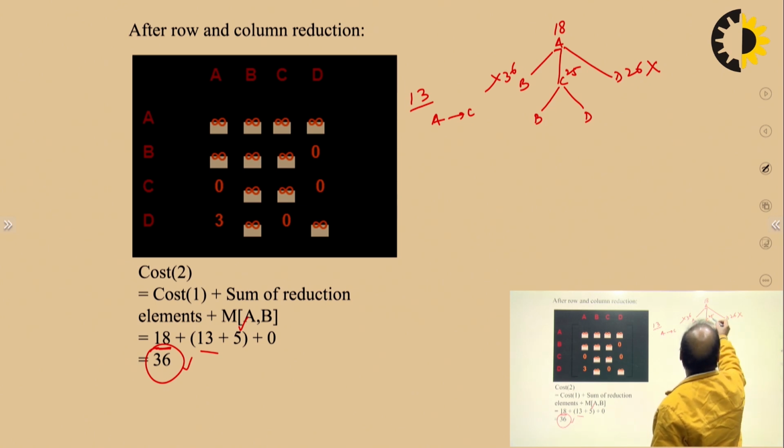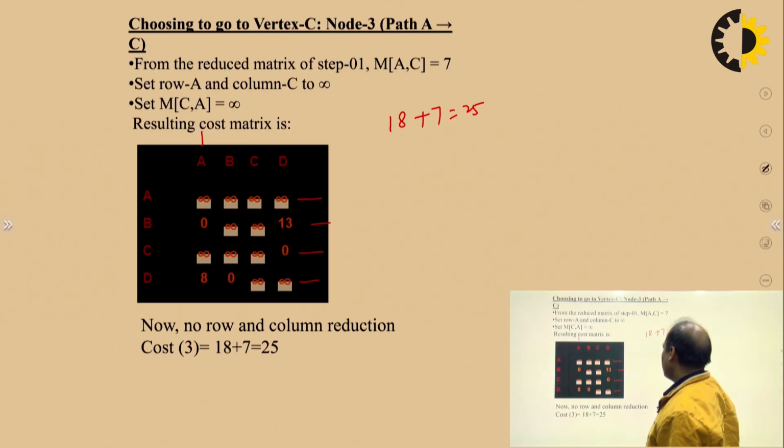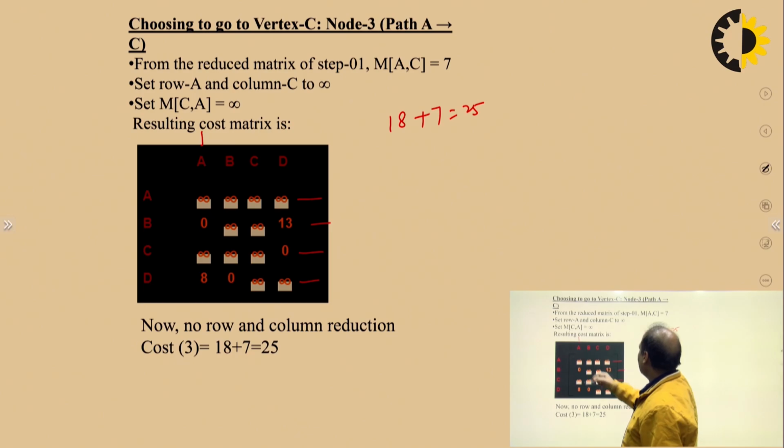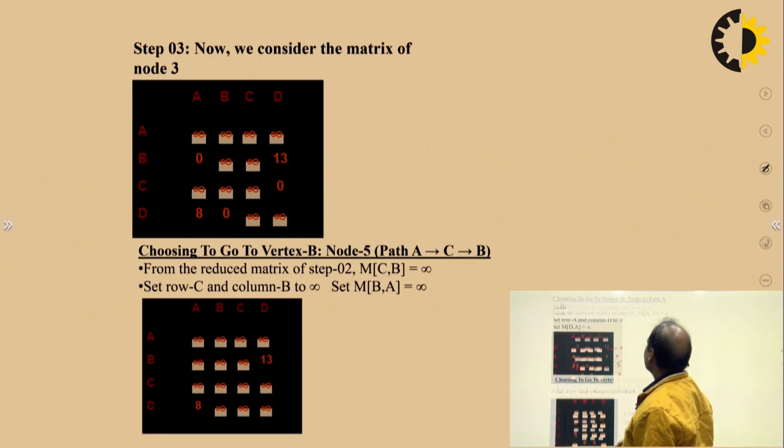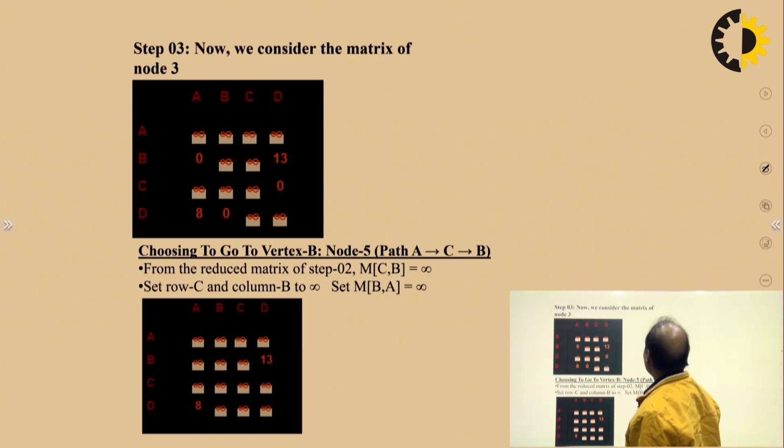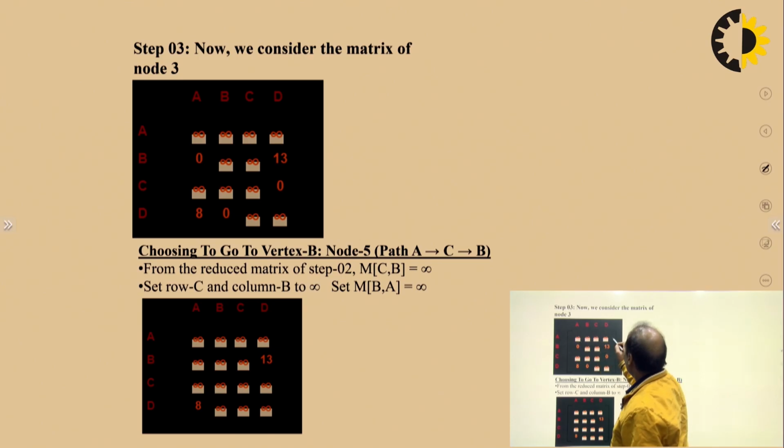Remember, while computing C to B, we have to take this matrix which was giving you 25. This is the matrix for the next computation, right? This is the matrix. So yes, now we consider the matrix of node number 3. This is the matrix. So again, you see here, choose the row reduction: no row reduction, no row reduction, no row reduction.